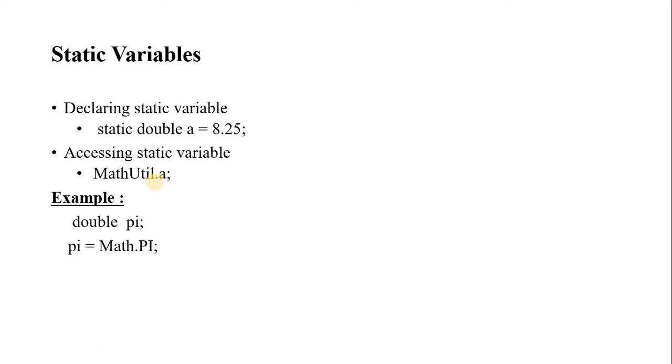For example, in the Math class, all Math class methods are static methods. So pi is a variable that is already declared in the Math class, so we can directly call Math.pi. We used it already. It's the same thing. All Math class variables are static, so without creating an object for the Math class, we can directly call the variables or methods. We are directly calling Math.pi.